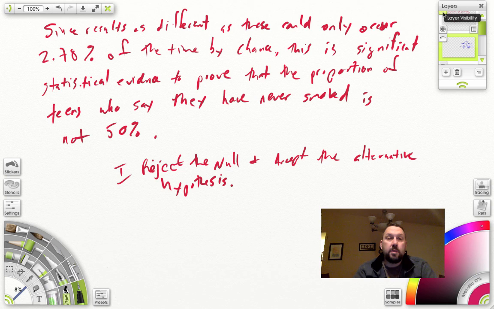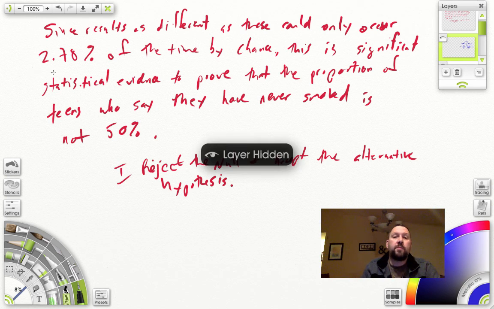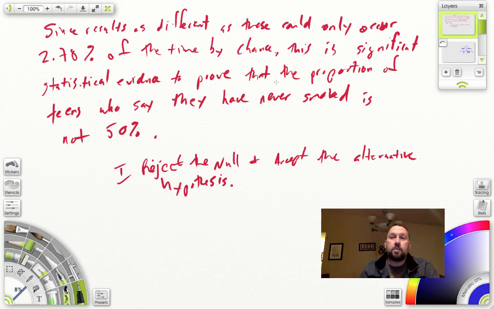This is what it tells me. Since results as different as these, the 47 out of 75, could only happen 2.78% of the time. By the way, in your reflection response, write where that number came from. Where did the 2.78 come from? I'm not just making up numbers as I go. Maybe you have to go back and rewind and watch a little bit, but figure out where that number came from.